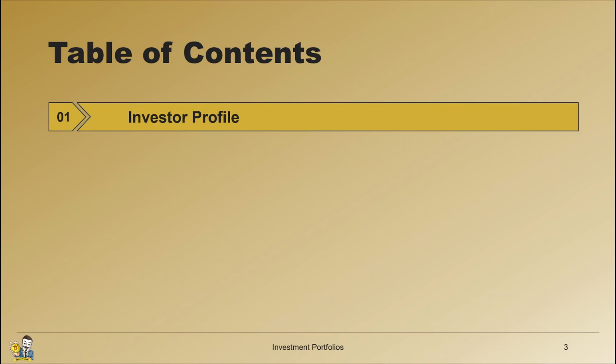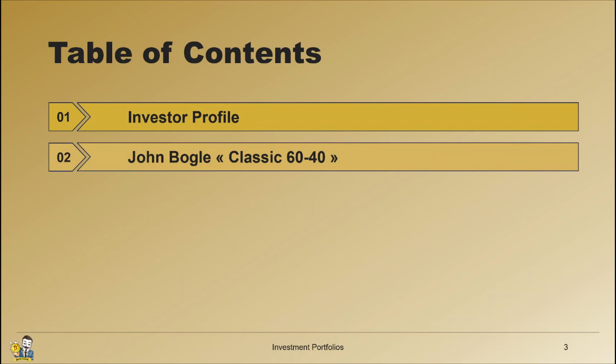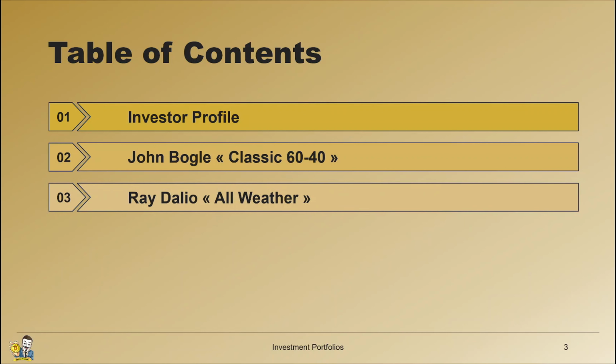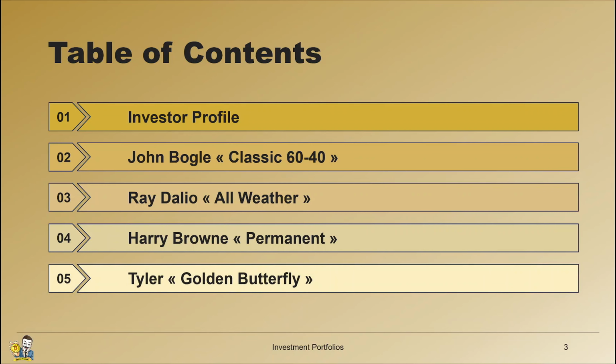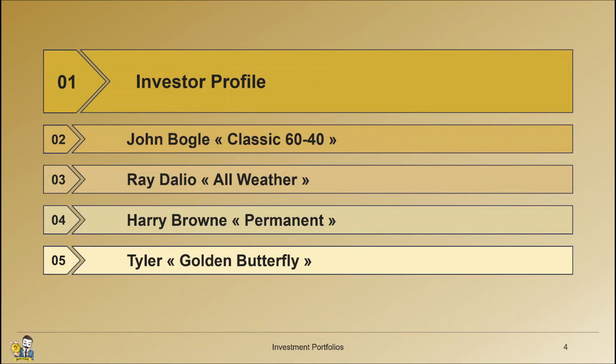First, we need to define the investor profile and how to determine yours. Then we'll look at the John Bogle portfolio, also known as the classic 60-40. After that, we'll move on to Ray Dalio's all-weather portfolio, followed by Harry Browne's permanent portfolio. We'll finish with the Tyler Butterfly portfolio. Let's start and see how to determine an investor profile.